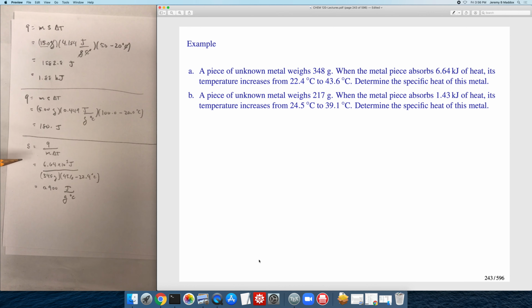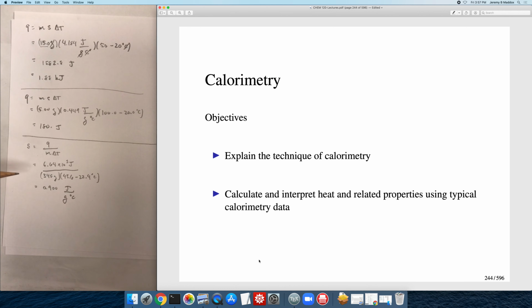So let's see what we have next here. Well, I guess that's the last example we're going to do in this video. In the next video, we'll work with the specific heat formula a bit more as we study the technique of calorimetry.